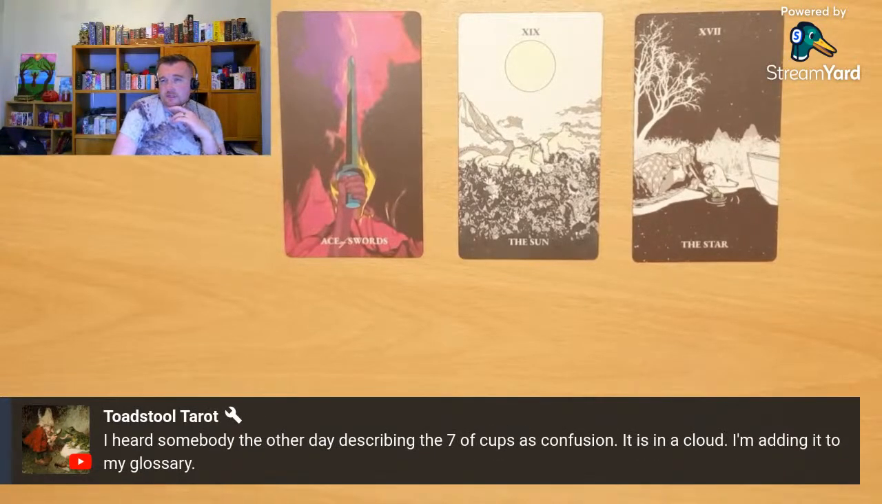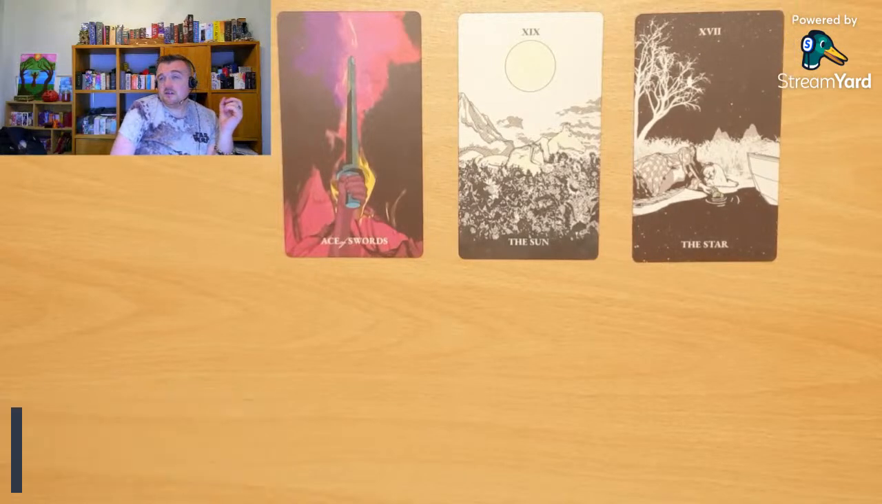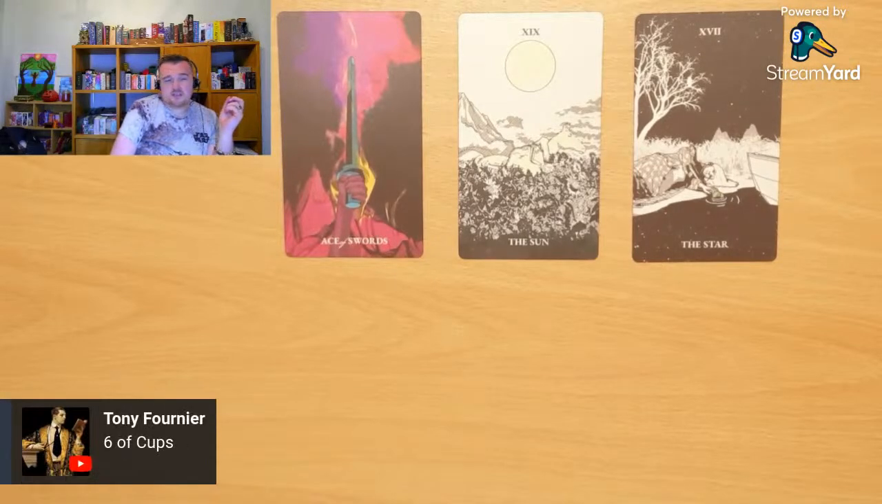I heard somebody the other day describing the Seven of Cups as confusion. It is in a cloud. I'm adding it to my glossary. Fair enough. Idealistic and romantic. You're romantic, says Golden. So that's for your Seven of Cups for the heart. Let's see the Six of Cups for Tony.